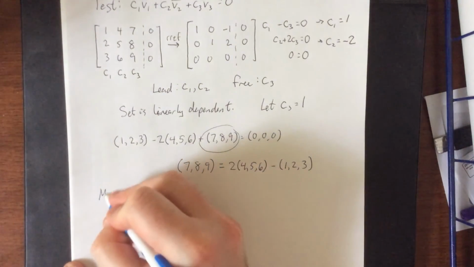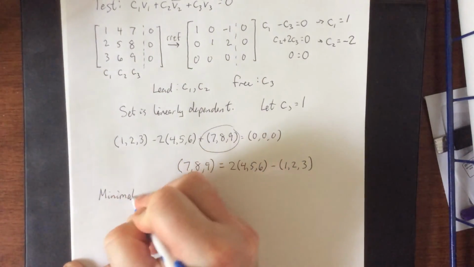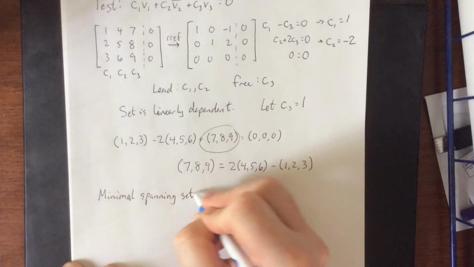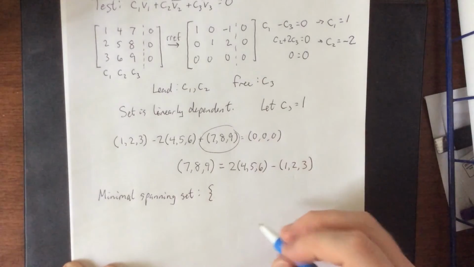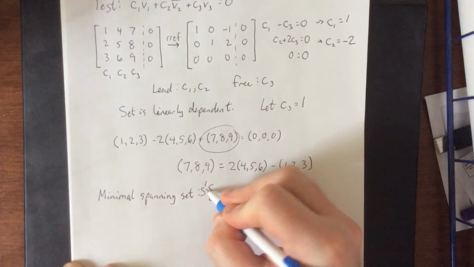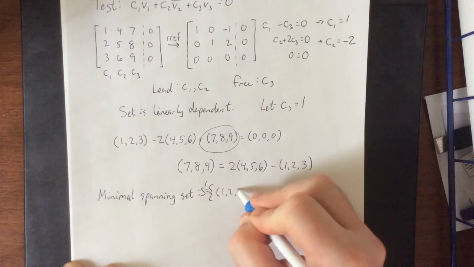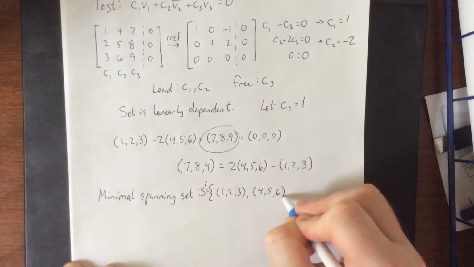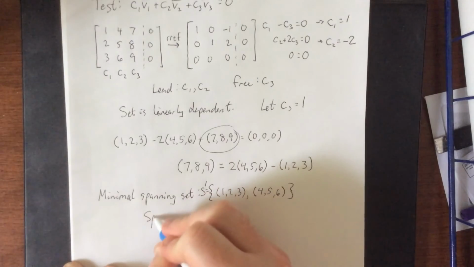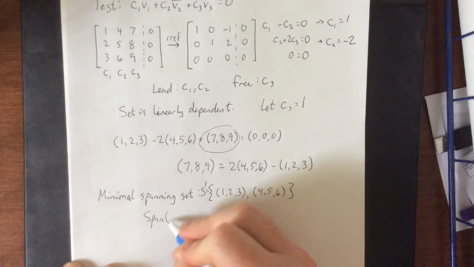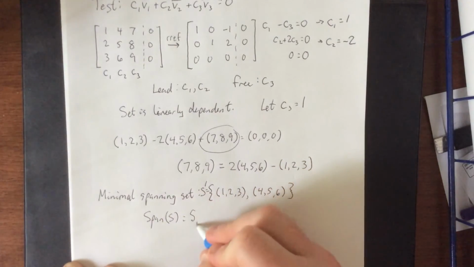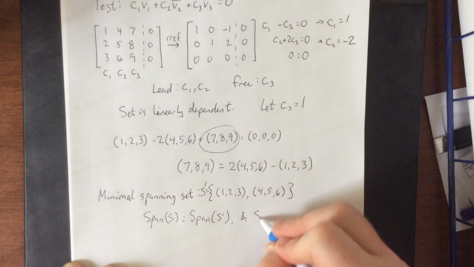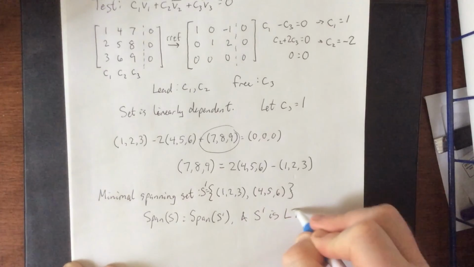So as far as the minimal spanning set is concerned, we can remove, and we're going to call this S prime, we're going to remove 7, 8, 9, or vector v3, from the set. This means that the span of S is equal to the span of S prime, and S prime is linearly independent.